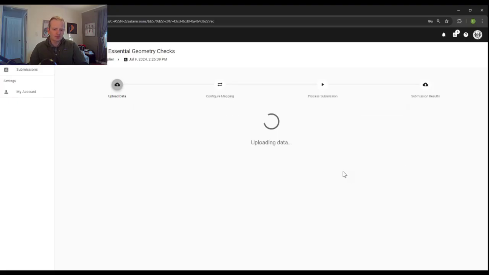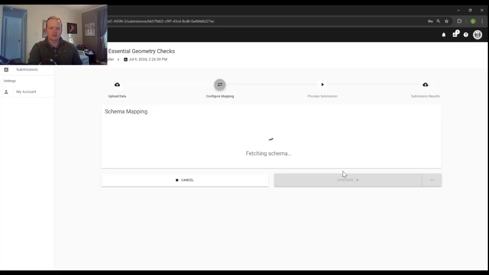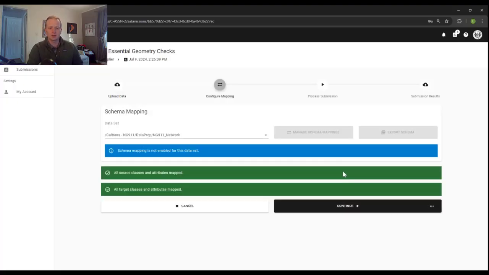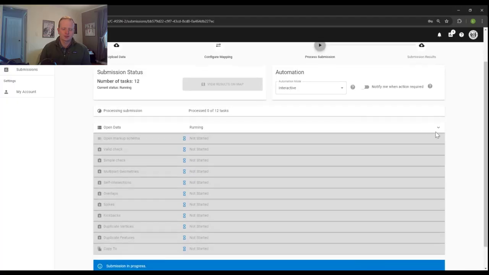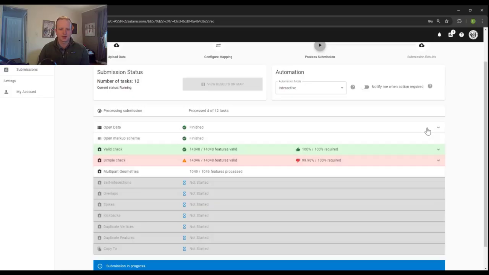When I continue, the first step in the process is typically schema mapping. In this, we don't need to do that since we're just looking at the geometries. It's just going to take whatever the source schema is. We'll see an example of the schema mapping in the next section. After I press continue, we'll see the actual steps that are being run in this session. First thing we're doing is opening the data, loading that into the system, and then we're going to start looking at the validations themselves.